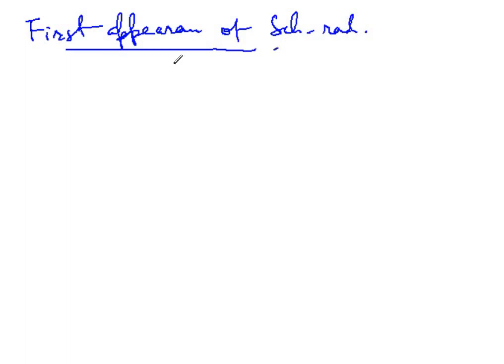Now, let me talk about this first appearance of the Schwarzschild radius. It is quite important, you see, that interestingly, the Schwarzschild radius first appeared in the work of Laplace. In which year, you know? 1798.